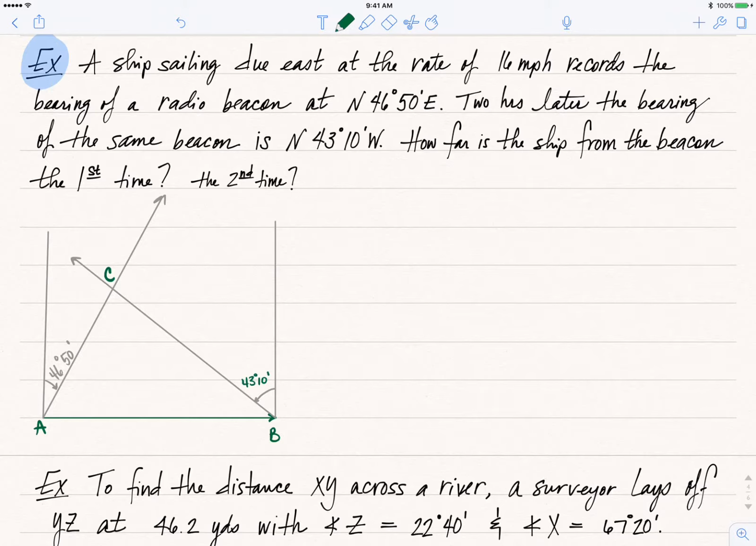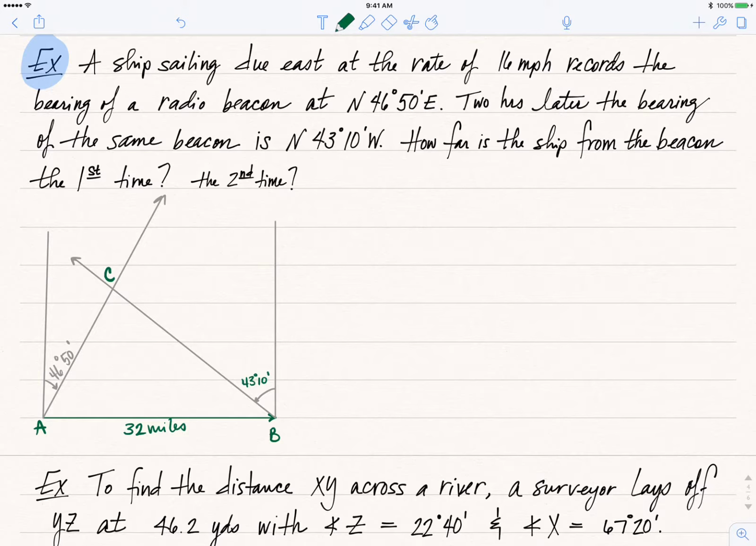How far is the ship from the beacon the first time, and how far is it from the second time? Now, I'll deal with those questions in class. But let's go back for a minute. We said that the rate of the ship was 16 miles an hour, and he went for 2 hours between the sightings. So 2 hours, 16 miles an hour. This ship has gone 32 miles.